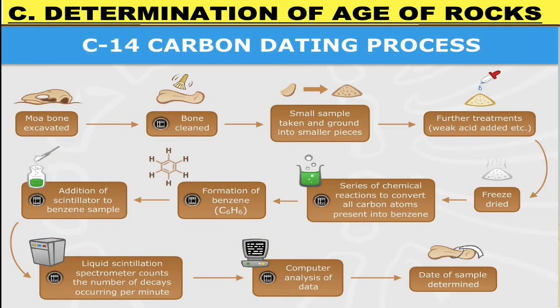Here you can see the C-14 carbon dating process. At first, the moa bone is excavated, then the bone is cleaned, then a small sample is taken and ground into smaller pieces, then further treatment: weak acid is added, then freeze dried, then a series of chemical reactions to convert all carbon atoms present into benzene, then formation of benzene, then addition of scintillators to the benzene sample, then liquid scintillation, a spectrometer counts the number of decays occurring per minute, then computer analysis of data, and last, the date of the sample is determined. So this is the carbon C-14 dating.